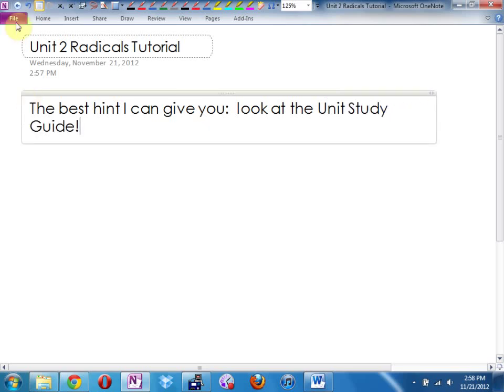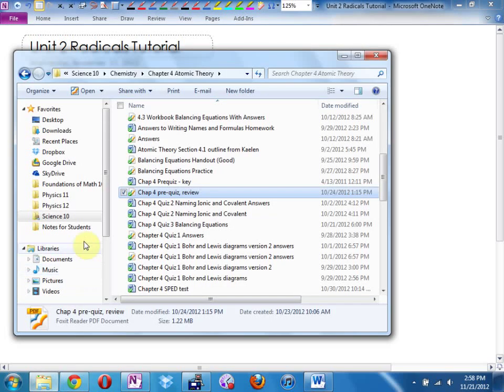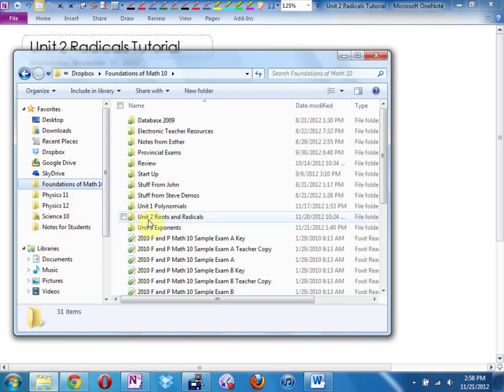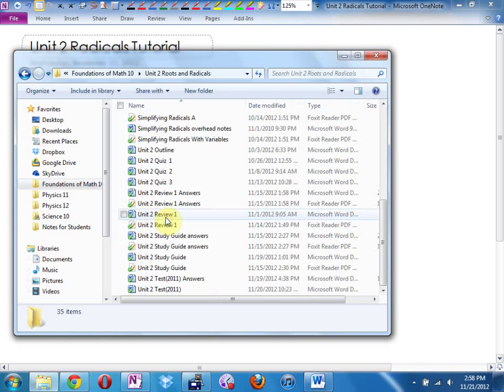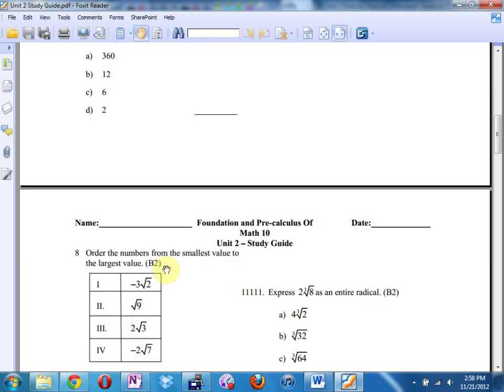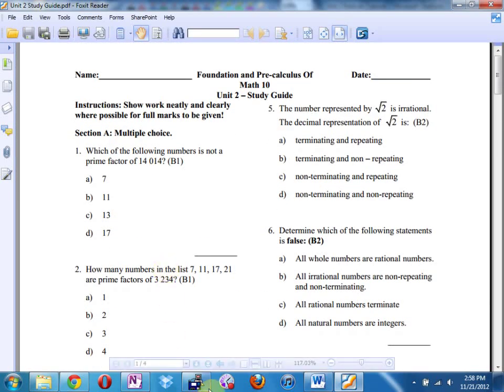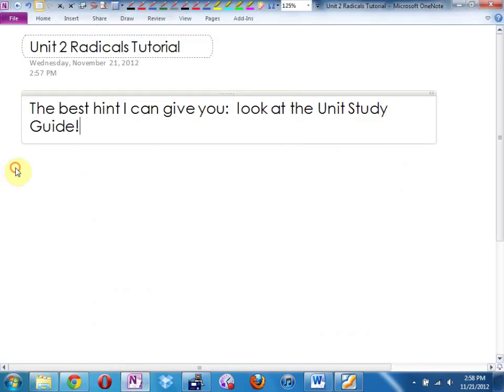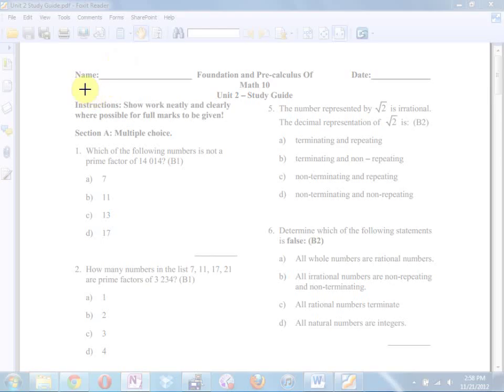The unit study guide. Which is the unit study guide? The unit study guide is the one that looked an awful lot like this.